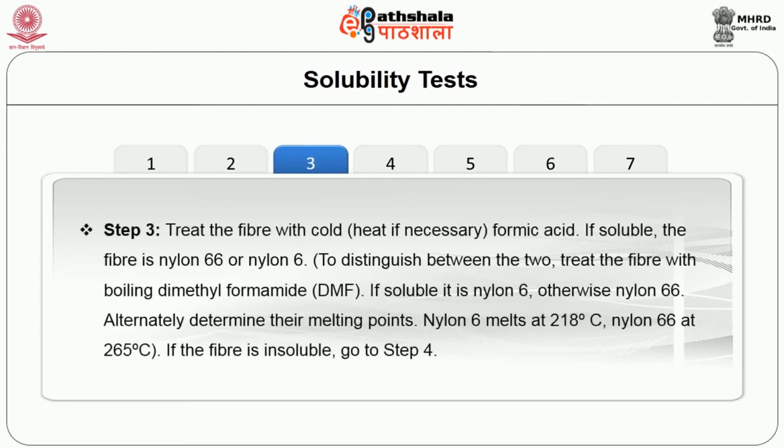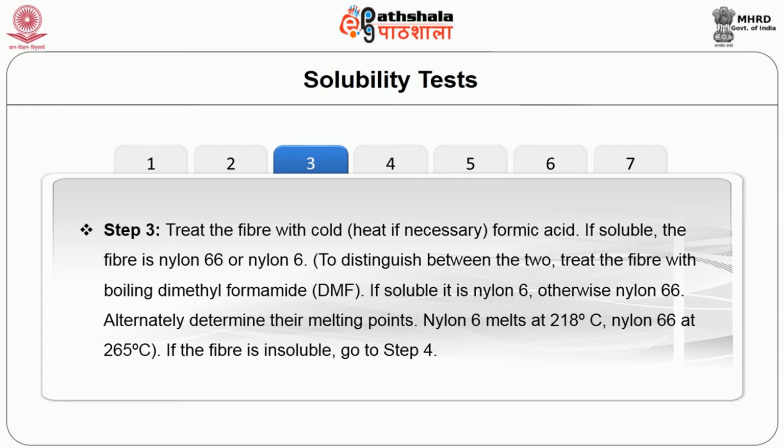In step number 3, treat the fiber with cold formic acid. If soluble, the fiber is nylon 6 or nylon 66. To distinguish between nylon 6 and nylon 66, treat the fiber with boiling dimethyl formamide, usually denoted as DMF. If the fiber is soluble in dimethyl formamide, the fiber is nylon 6, otherwise it is nylon 66.